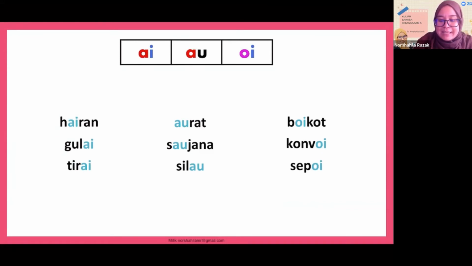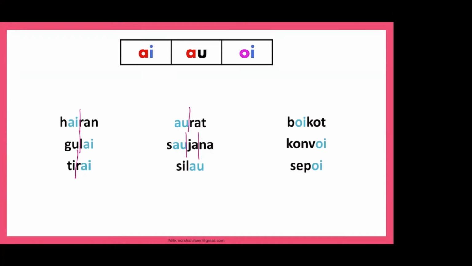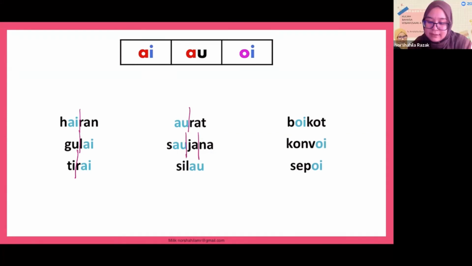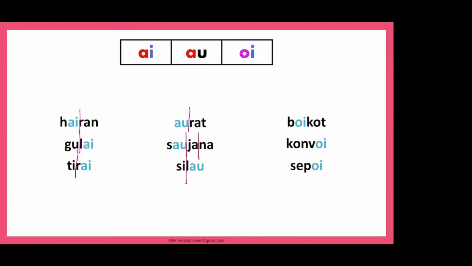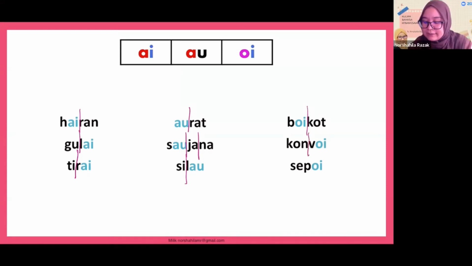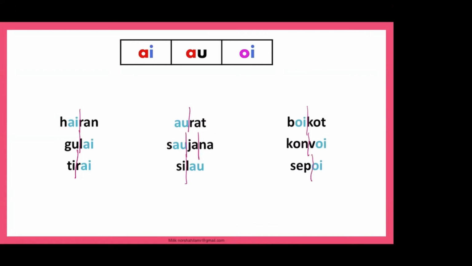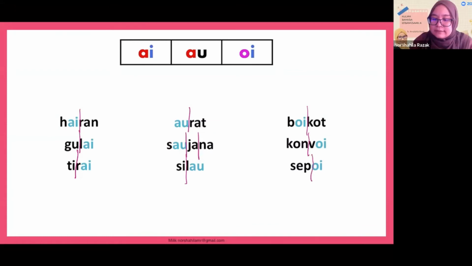Okay, jadi seperti yang saya cakap tadi, you need to know how to identify syllables. Jadi yang pertama kita ada hairan, kita ada gulai, tirai, aurat, okay, saujana. This one, how to differentiate, how to break down to syllables? How to differentiate the syllables? Silau. Silau, okay, this one? Boycott. Then? Convoy. And? Sepoy. Okay, so you already differentiate the syllables.